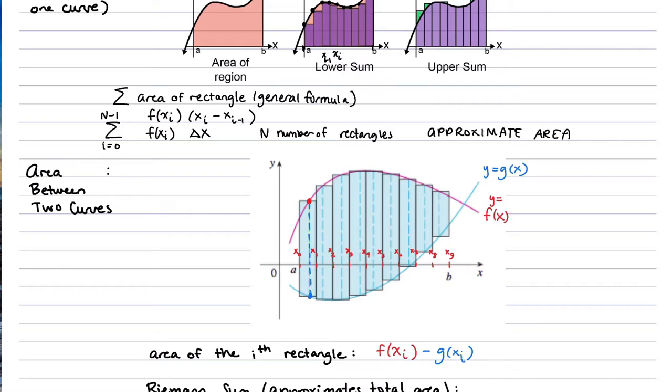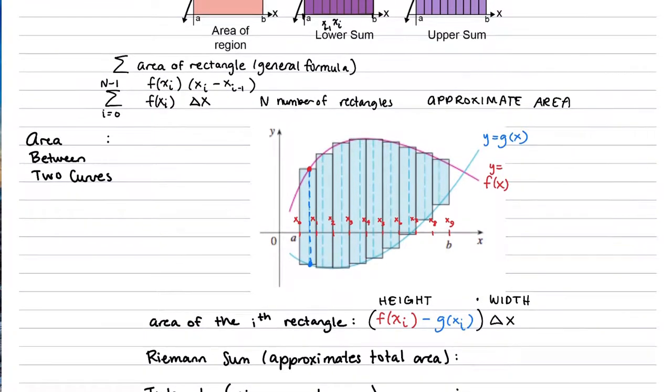Times, we need to have the width, and that's still going to be a delta x. So this gives us the height times the width. Okay, so hopefully that's straightforward. So that's the area of one rectangle.